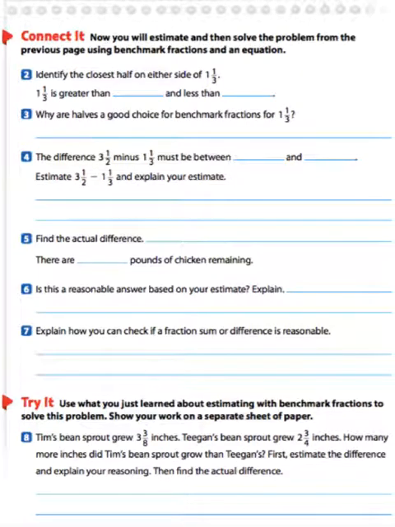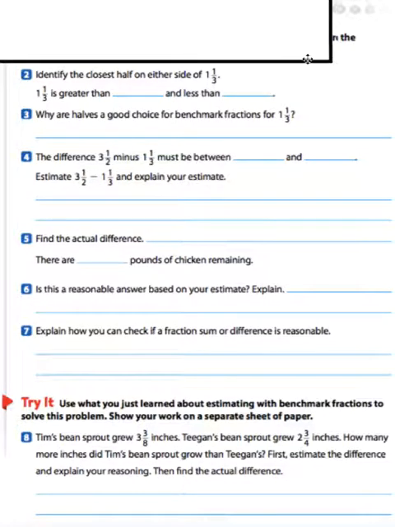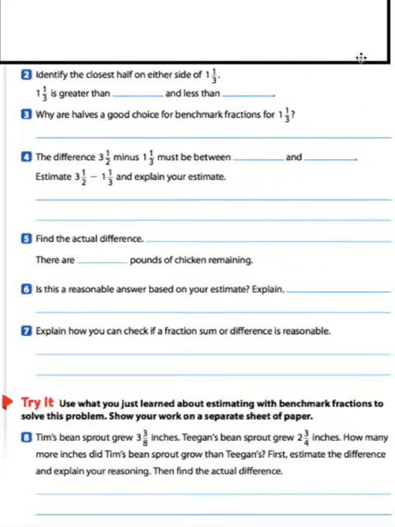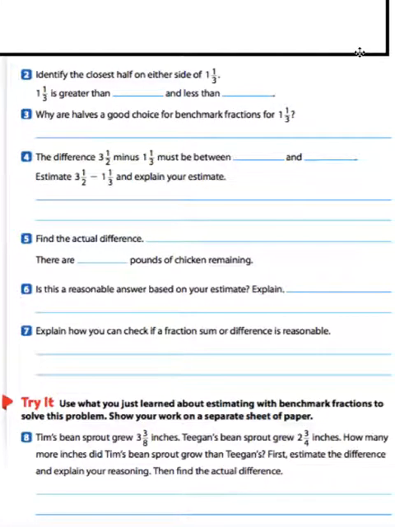Next, we're asked to find the benchmark fractions on either side of 1 1/3. To do that, I'm going to go ahead and cover up the instructions so that I can make a number line. Our number line is going to go from 0 to 2. And right in the middle is 1.